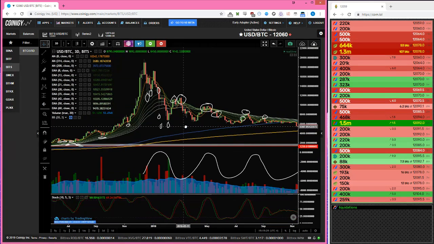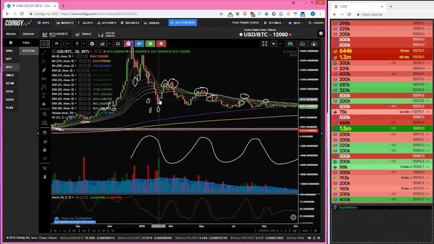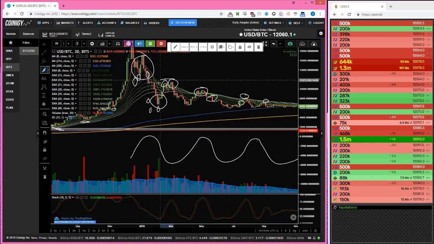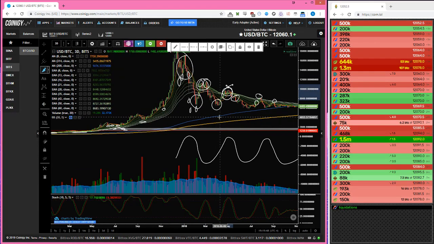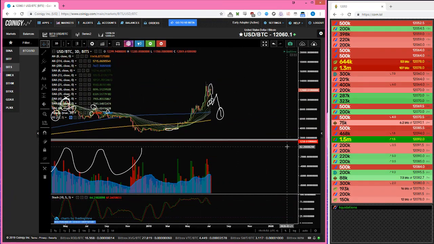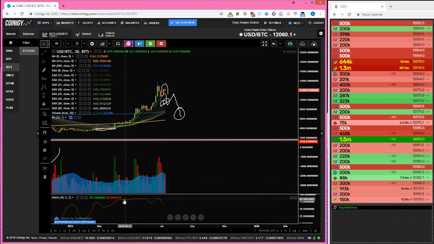But basically, if you were trading Bitcoin purely off of this, you would have probably been selling into here, and then you're buying back down here, you're selling again, you're buying back, you're selling again. And that's what I was doing in 2018. And now you can see the cycle's high.